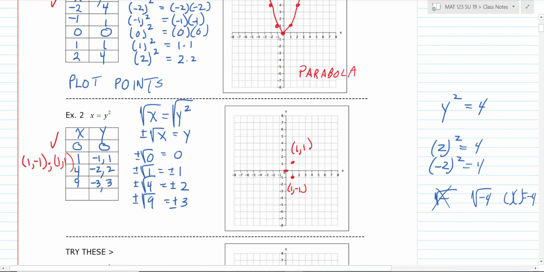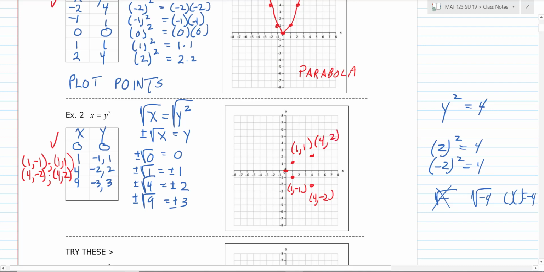So it's going to go like that. Okay, and then same thing here. There's 2 points. There's (4, -2), and there's (4, 2). So if you go over 4, down 2, that gives you the point (4, -2). If you go over 4, up 2, that gives the point (4, 2), and so forth.